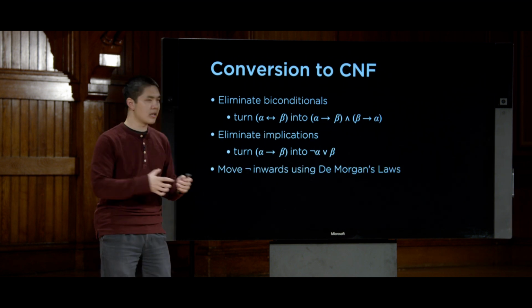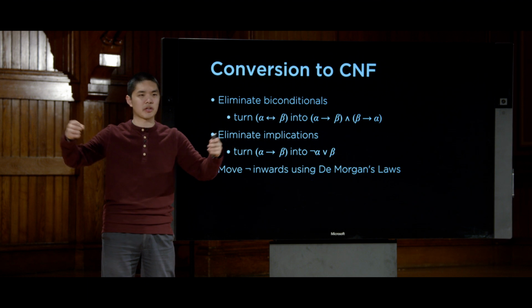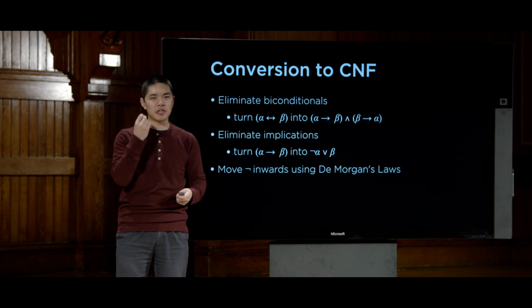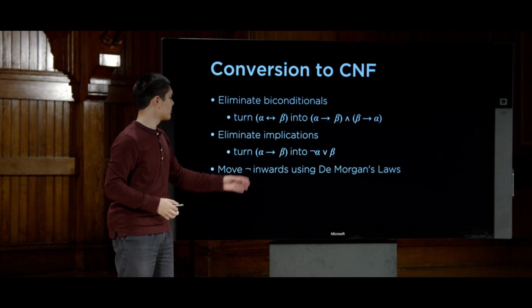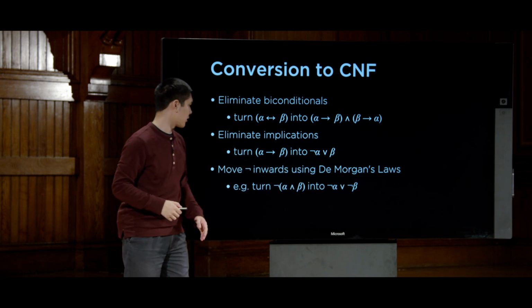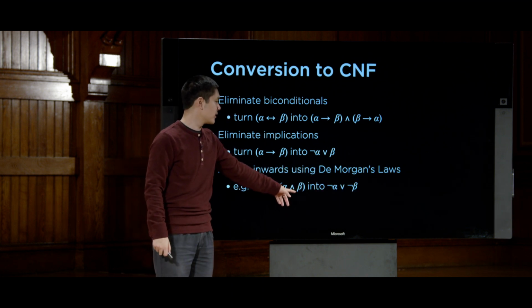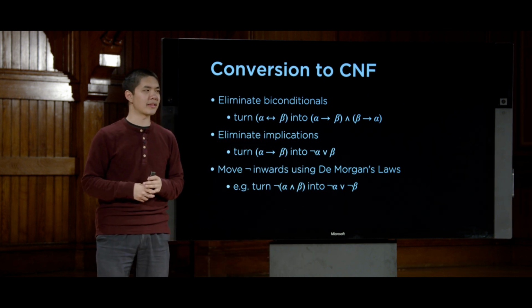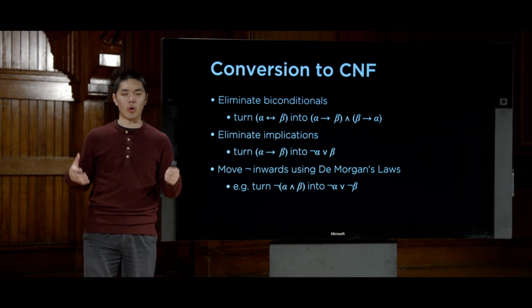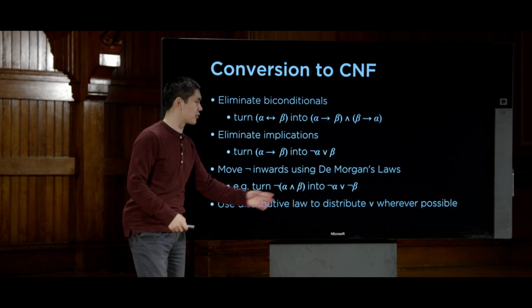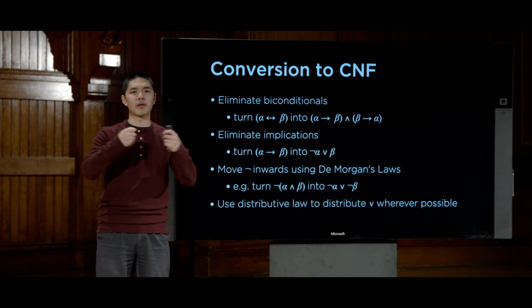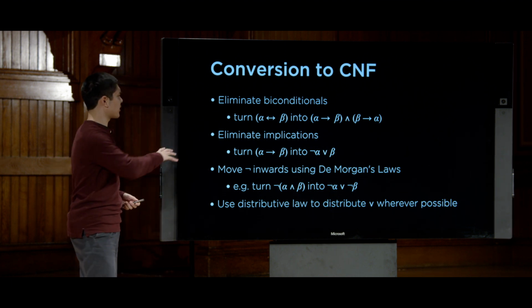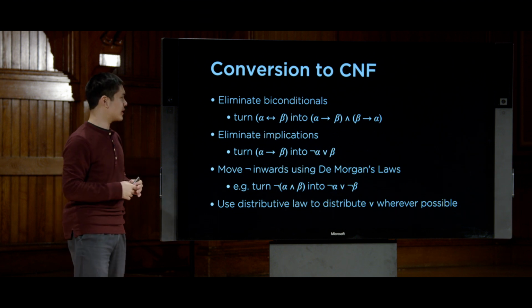Then we can move nots inwards, because we don't want nots on the outsides of our expressions. Conjunctive normal form requires that it's just clause and clause and clause and clause. Any nots need to be immediately next to propositional symbols. But we can move those nots around using De Morgan's laws by taking something like not A and B and turning it into not A or not B, for example. And after that, all we'll be left with are ands and ors, and those are easy to deal with. We can use the distributive law to distribute the ors so that the ors end up on the inside of the expression, so to speak, and the ands end up on the outside. So this is the general pattern for how we'll take a formula and convert it into conjunctive normal form.